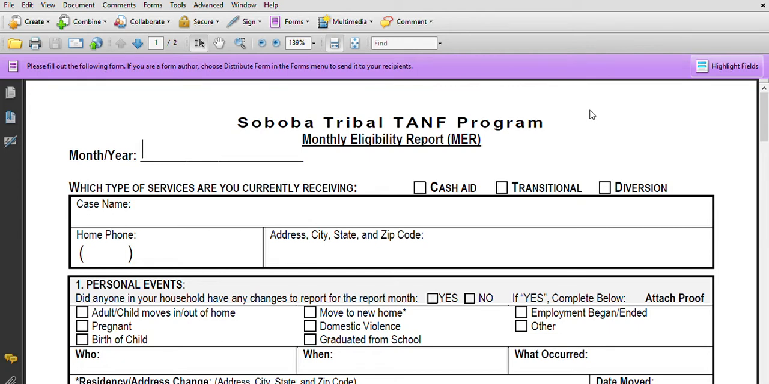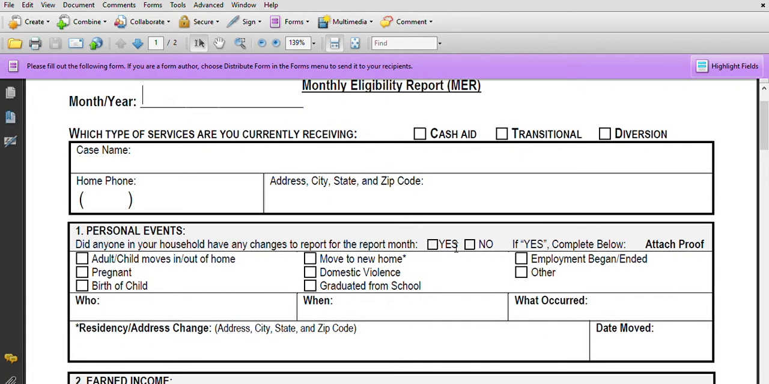I wanted to take some time today to show you how to successfully fill out a monthly eligibility report, or as we like to call it, a MER. A MER is a way for us caseworkers to determine that you are still eligible for services within our program. These papers are due on a monthly basis, on or before the 5th of the month.